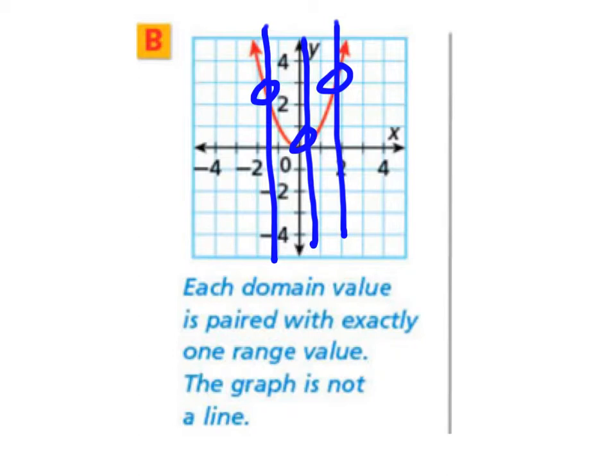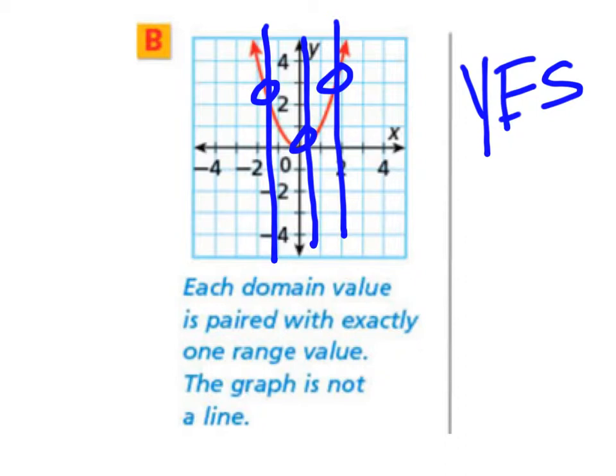So is this a function, yes or no? Yes, it is a function because we drew a straight line here and only touched one point. Here, 1 point. Here, 1 point. Anywhere I draw a straight line up and down, a vertical line is just going to touch 1 point. That means it is a function.